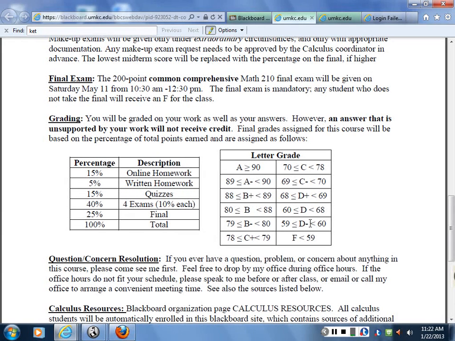The letter breakdown is given here. So if you're at a 90%, you're going to get an A. If you're at an 80%, you're going to get a B. The A minus, B minus, B plus, those grades are in the marginal cases. So there's 68 to 69. That's not a large range, but there is a range there. So the marginal cases where you get the plus or the minus.